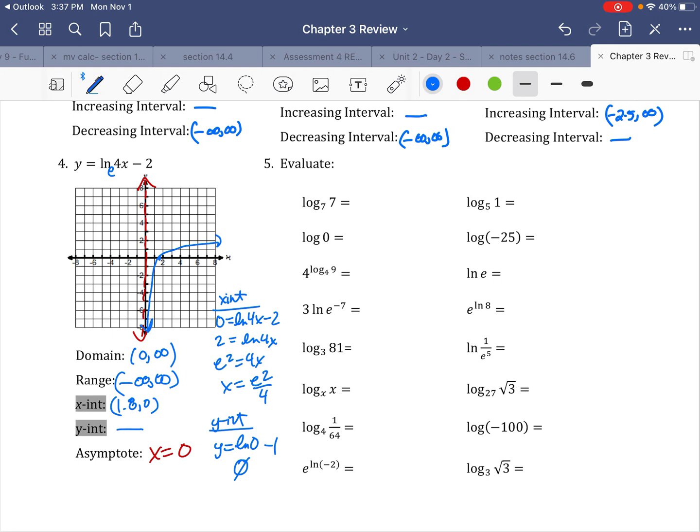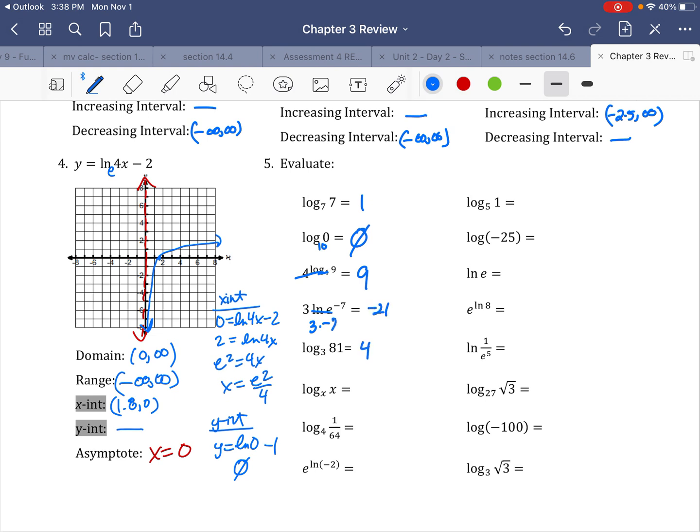All right, so on number 5, you should be able to do things like these without a calculator. So log base 7 of 7 is 1, so 7 to the first power is 7 again. Remember, this is a base 10 right here. 10 to what power is 0? Well, 10 to no power is 0, so can't be done. Here, 4 and log base 4 kind of cancel out, you could say, and you get 9 to drop down. Here, ln e cancels out to a 1, basically. So you would get 3 times negative 7, so you get negative 21 here.